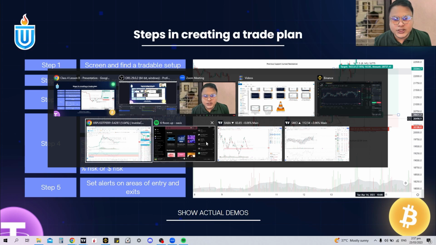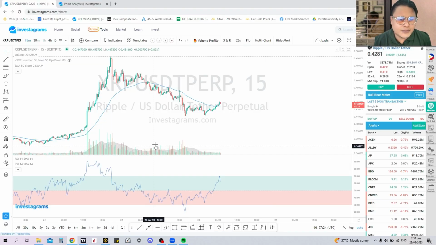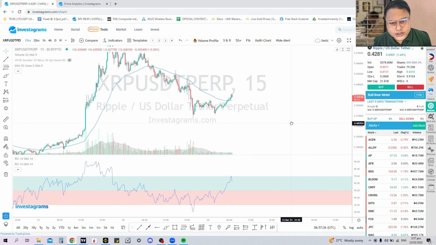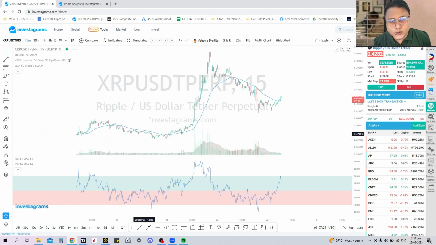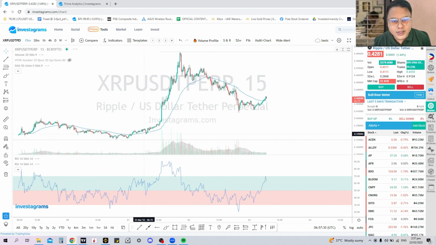So, for example, dito, sa XRP. So, let's say, ito yung tradable setup mo, which is a pullback sa 15-minute time frame. So, di ba, nag-rally yung XRP.